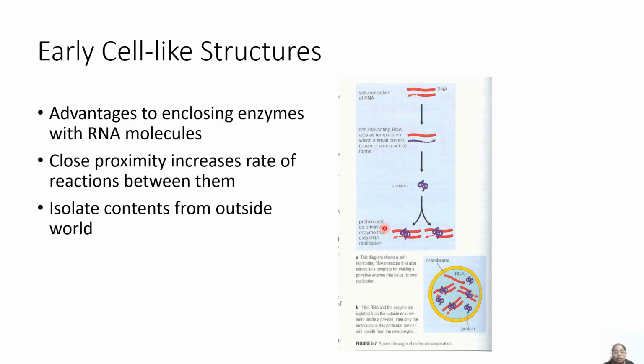So this diagram shows a self-replicating RNA molecule that also serves as a template for making a primitive enzyme that helps its own replication. If the RNA and the enzymes are isolated from the outside environment inside a pre-cell, then only the molecules in this particular pre-cell will benefit from the new enzyme.